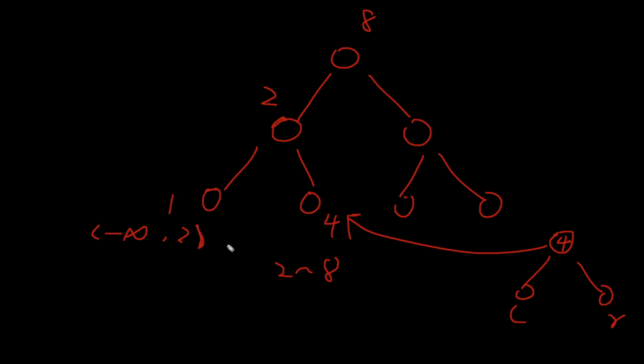So what I'm trying to say is that for each of the new leaf nodes I did, I'm also maintaining the range for this leaf node. Basically, for this one it's going to be 2 to 8. For this one, it's going to be negative infinity to 2, right?